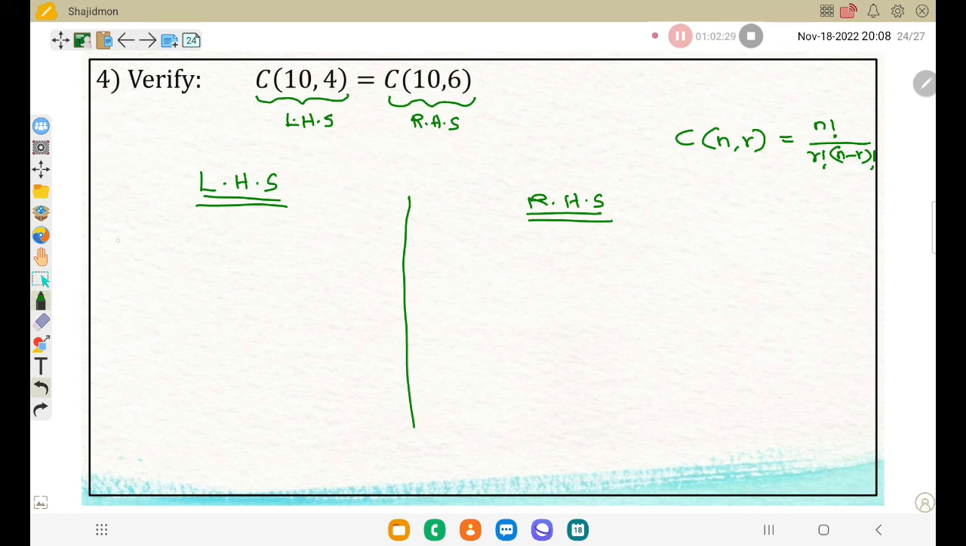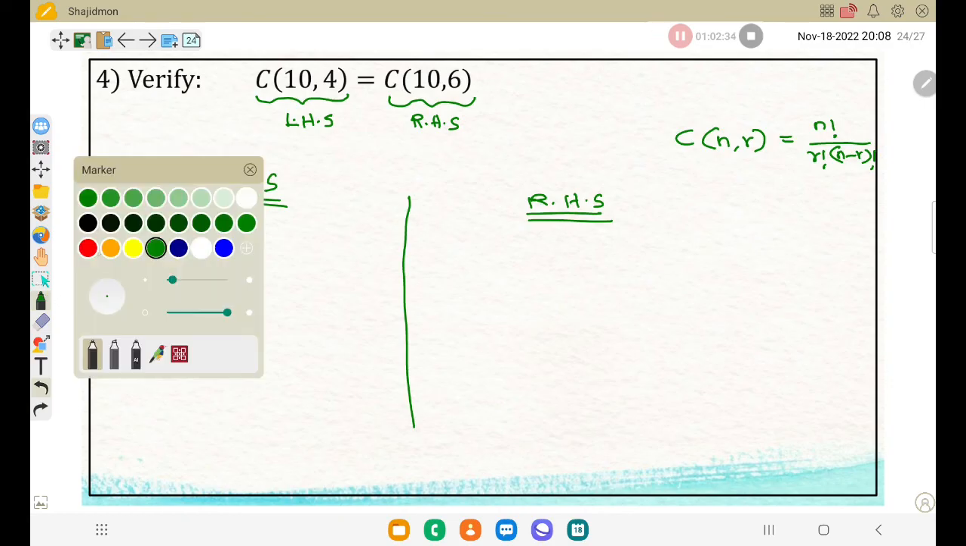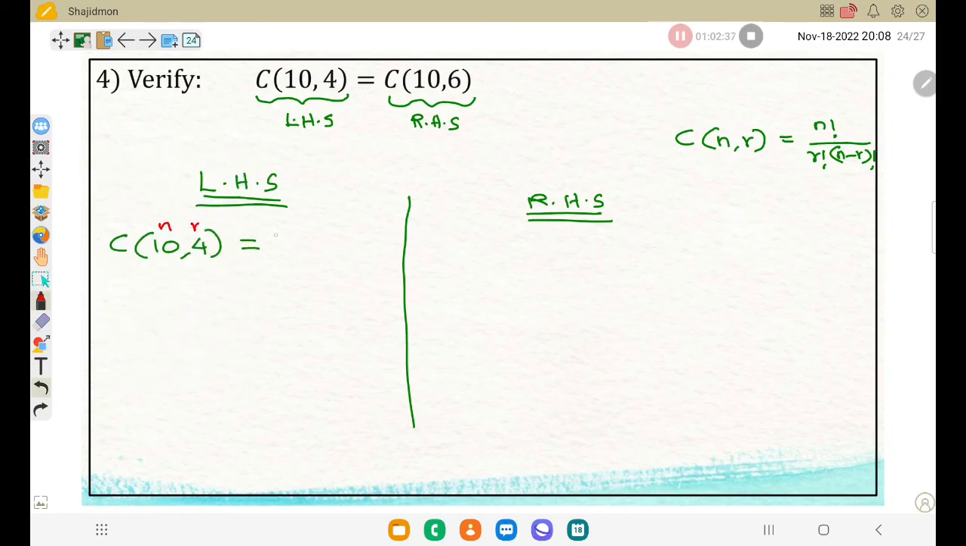So 10C4 equals, here n is 10, r is 4, so n factorial means 10 factorial, divided by r factorial means 4 factorial, n minus r factorial means 10 minus 4 factorial. So 10 factorial divided by 4 factorial multiply 6 factorial. Simplify that one, and you will get the answer 10C4 as 210.